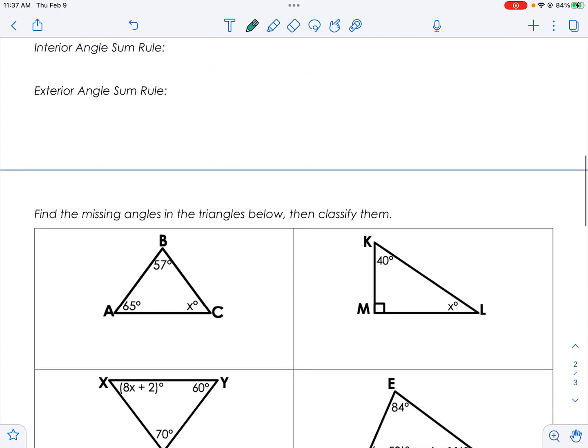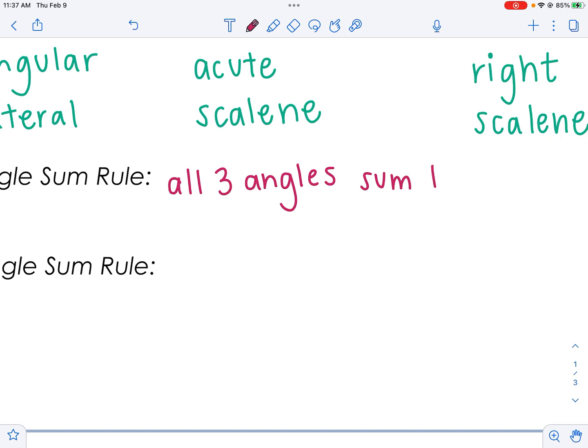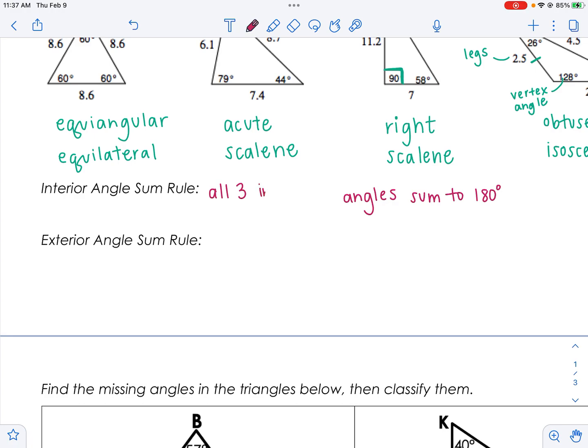What we're going to talk about next is how do you find these angles? Like taking a look at this triangle, how would I find x? How would I find this angle right here? How would I find that information so I could actually classify these triangles? And that has to do with our interior angle sum rule and our exterior angle sum rule. And you probably already know the interior angle sum rule, and that's that all 3 angles in a triangle sum to 180. But it's the interior angles that sum to 180. So you can clarify that if you want to. It's all 3 interior angles. And if you remember, interior means inside. So those are my 3 angles that I would have on the inside.